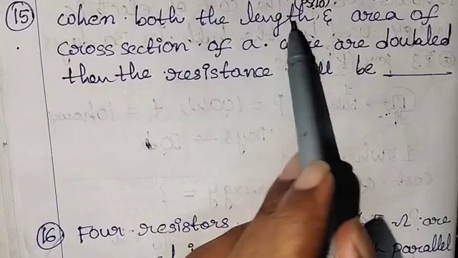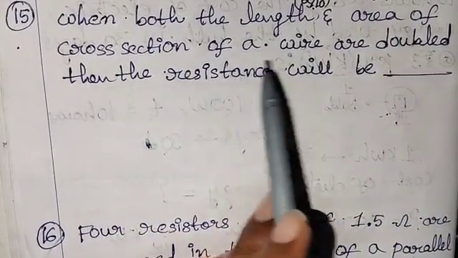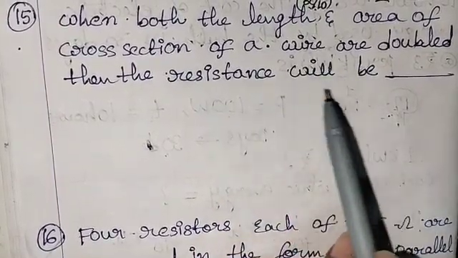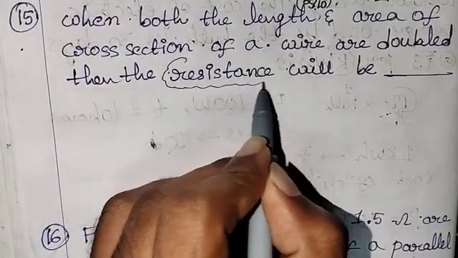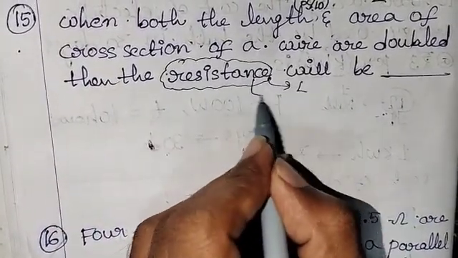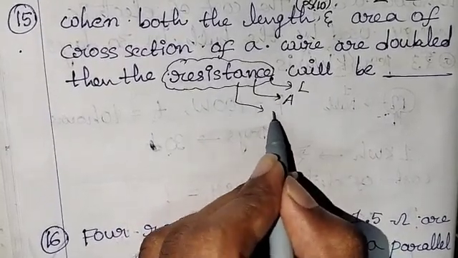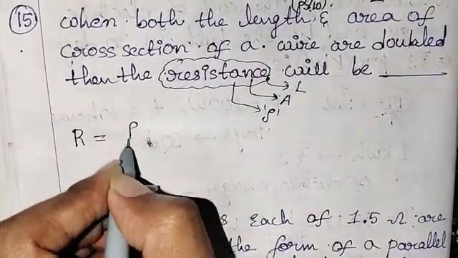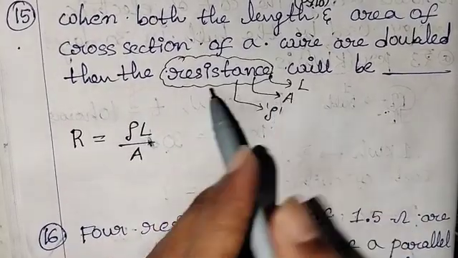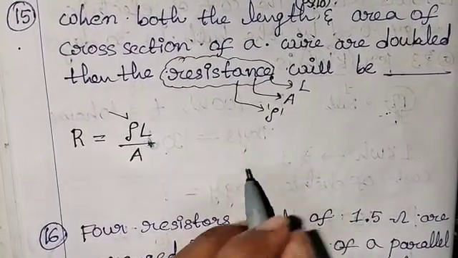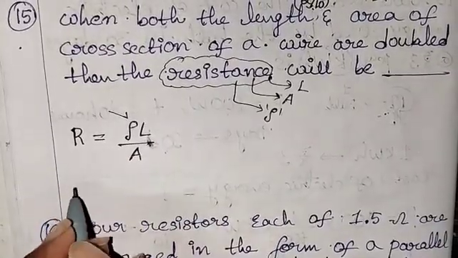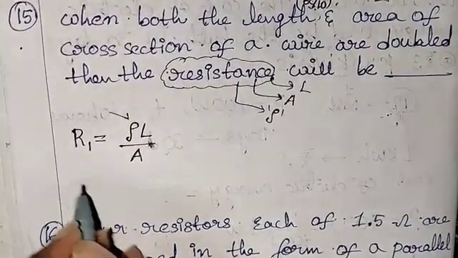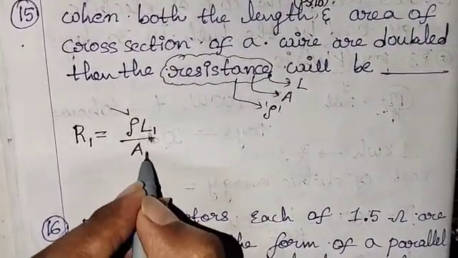Next sum. When both the length and area of cross section of a wire are doubled, then the resistance will be? Resistance depends upon three things: length of the conductor, cross sectional area of the conductor, and nature of the material, rho. For resistance, the formula is R is equal to rho L by A. Here rho is constant, the nature of the material is constant. Let us say this is R1, so length L1, area A1.